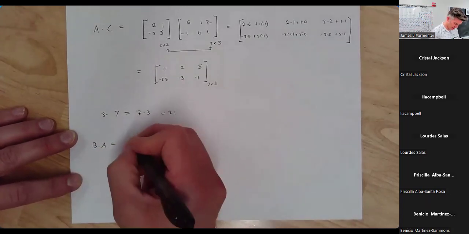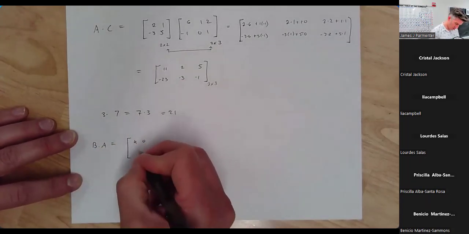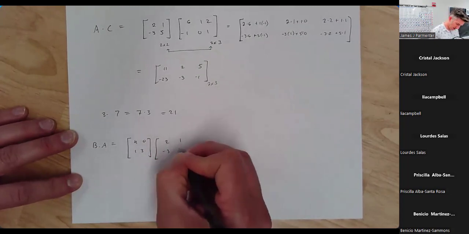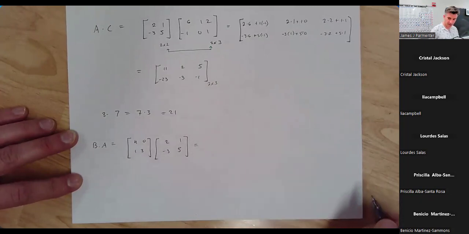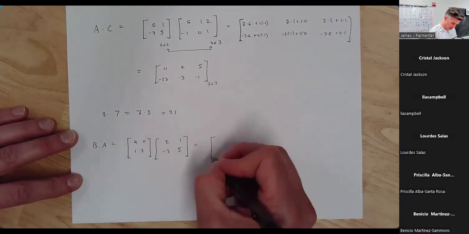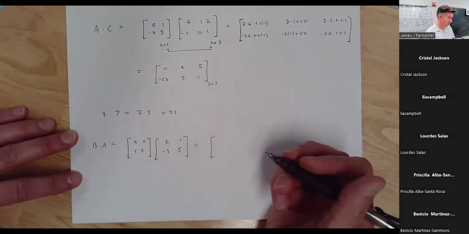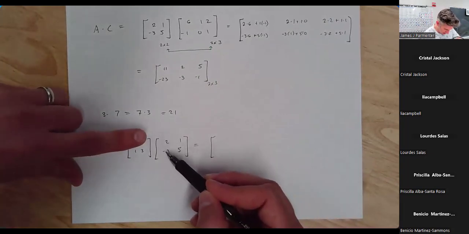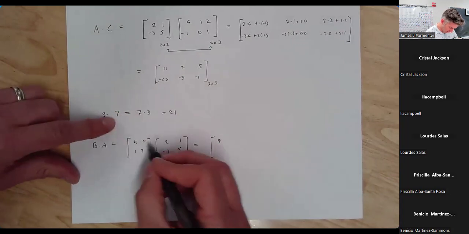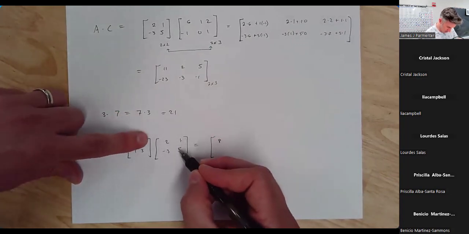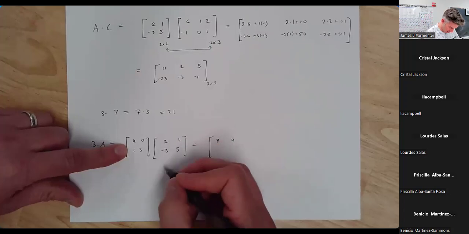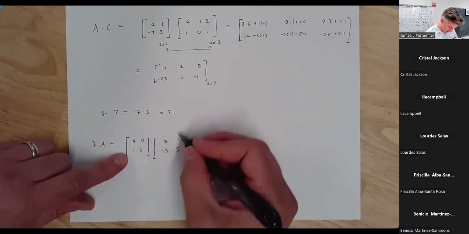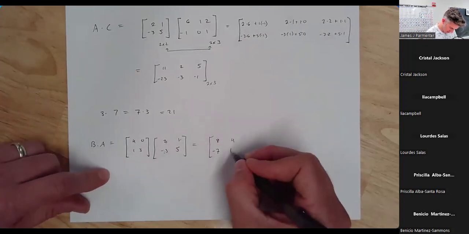B times A is going to be the matrix 4, 0, 1, 3 multiplied by 2, 1, negative 3, 5. If we multiply these together, we get this row with this column. I'm not going to show the intermediate step here, I'm just going to multiply it out. Watch how I'm doing this. I'm getting 8 plus 0. Then first row, second column, 4 plus 0. Then second row, first column, 2 minus 9. And then second row, second column, 1 plus 15.